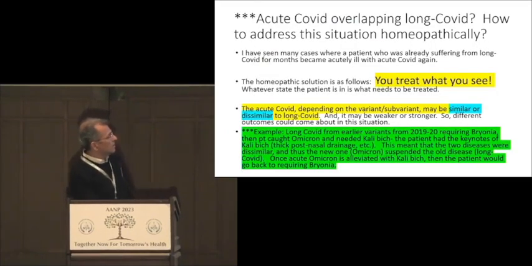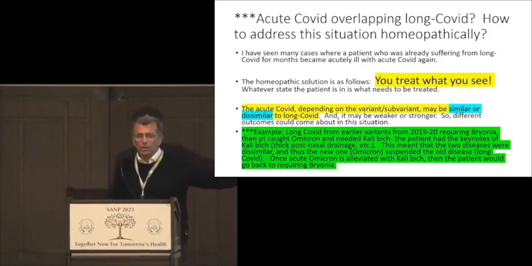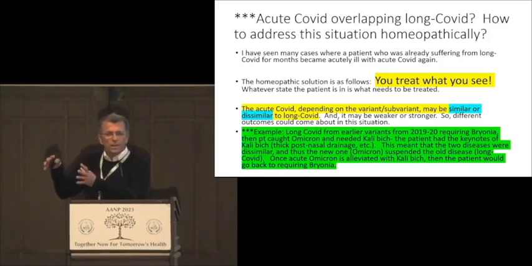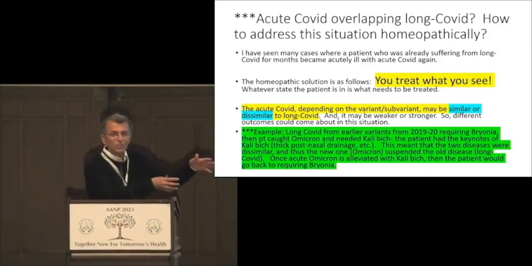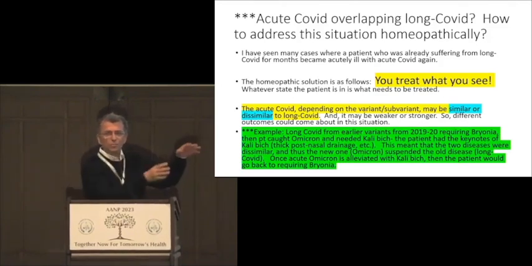Let's say, and this is something that I see in my practice, by the way, acute COVID overlapping long COVID. How do you handle that? I see a lot of cases, I still see them. They come in with long COVID, Bryonia, and then they have Omicron, they need Kali bichromicum, and I'm like, oh, interesting, the last week you've had Kali bichromicum symptoms, but prior to that you had Bryonia symptoms. As soon as Kali bichromicum does its magic, Omicron leaves, then the long COVID Bryonia symptoms return.